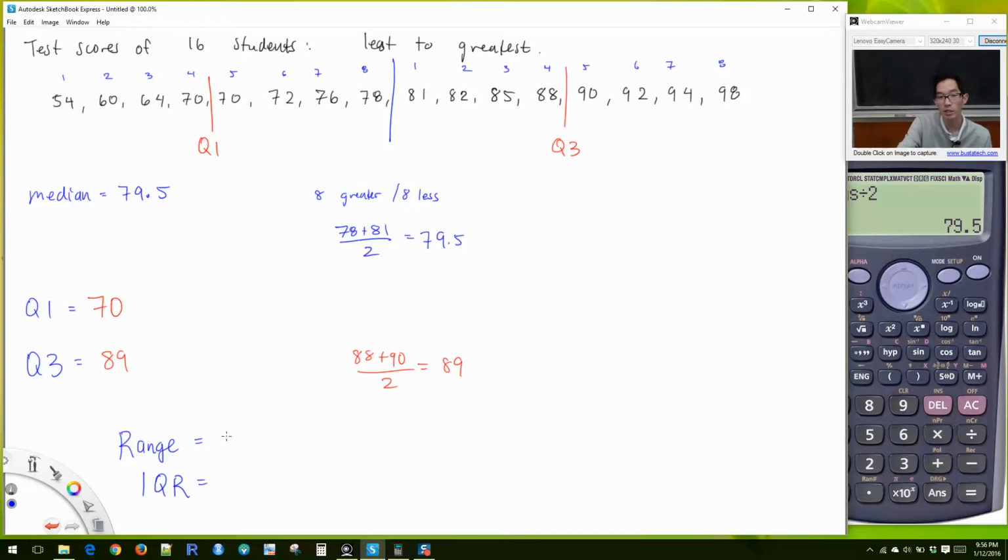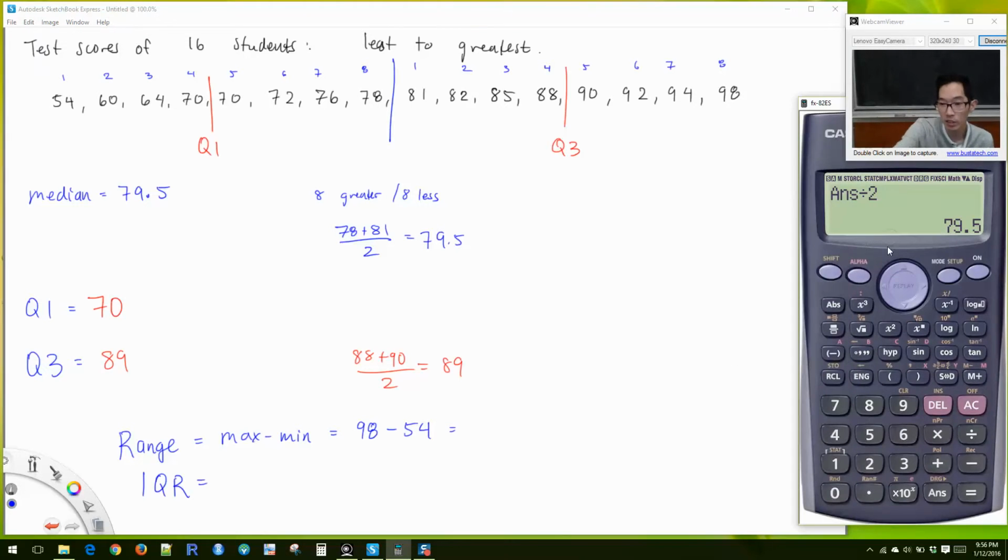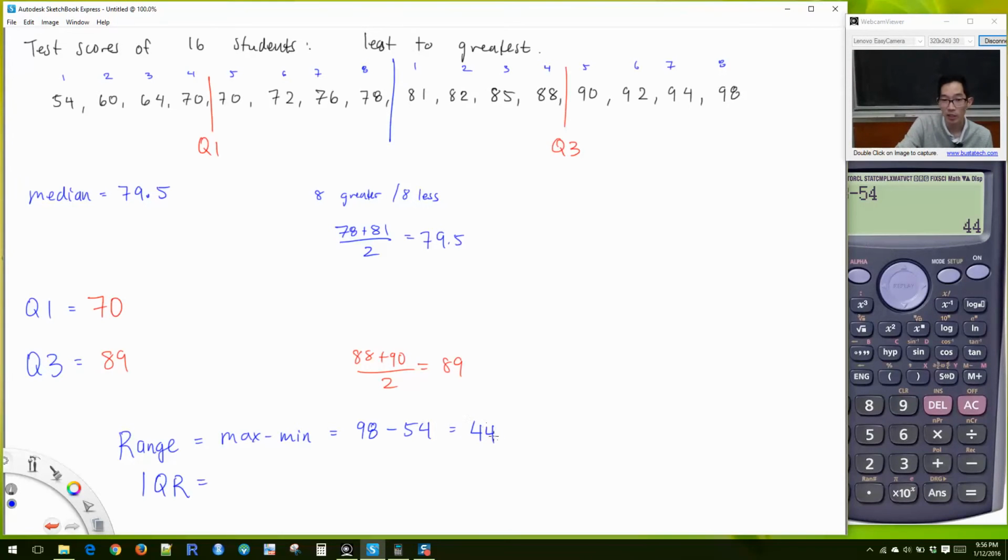Okay, and so let's ask, what is my range of scores and what is my IQR? The range is the largest minus the smallest, right? Or my max minus the min. So this would be 98 minus 54. I have a range of 44 points. My IQR, this is Q3 minus Q1. 89 minus 70, I have an IQR of 19 points.